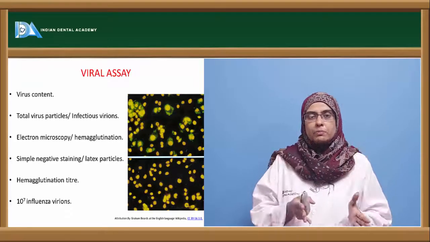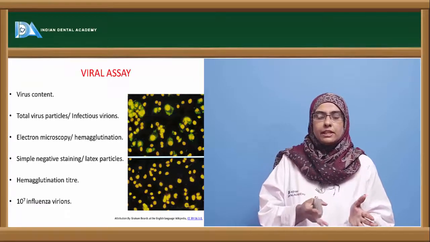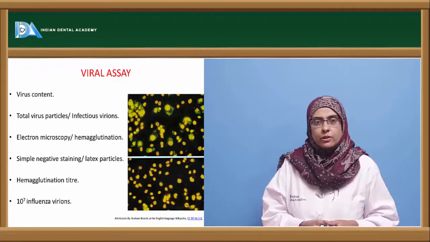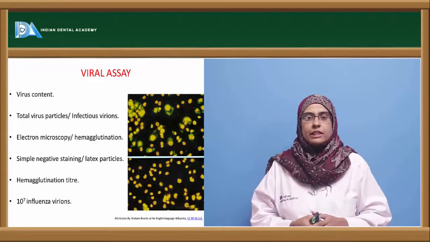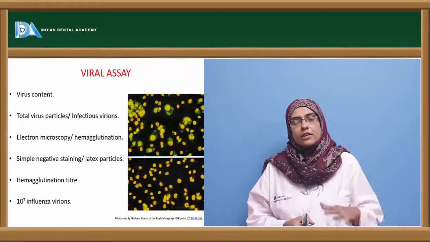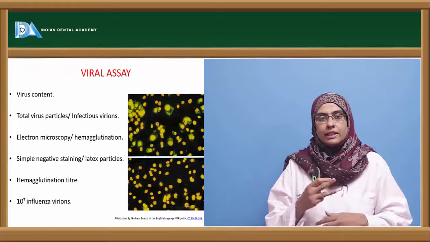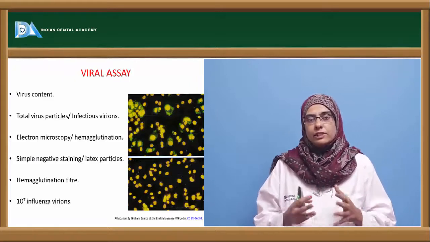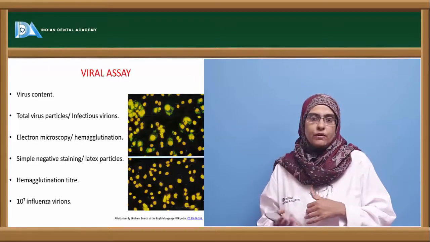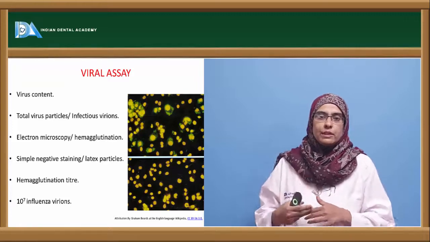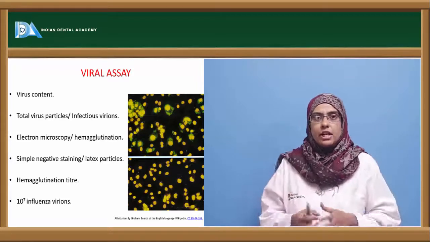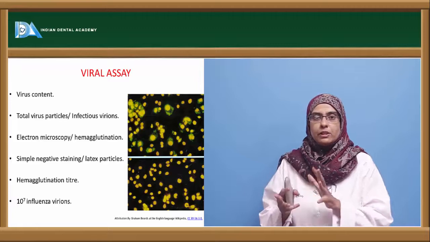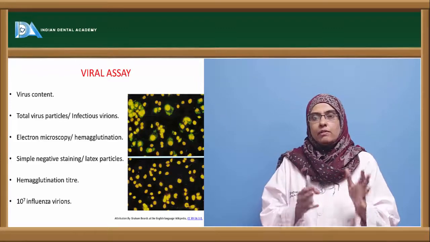So coming to the first part, that is to detect the total content of the virus, you can go with the electron microscopic technique by staining them with either simple staining or the negative staining, or mixing them with the known concentration of the latex particle, and the ratio of the latex particles to the viruses can be known to detect the assay of the total viruses that are present in that particular sample. So this is the total viral content.